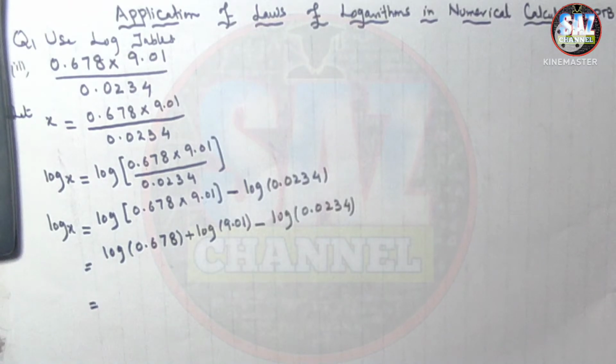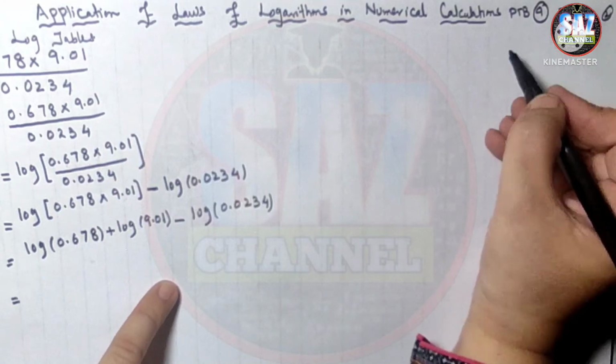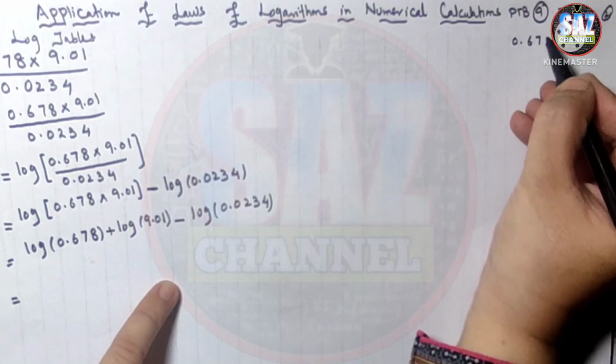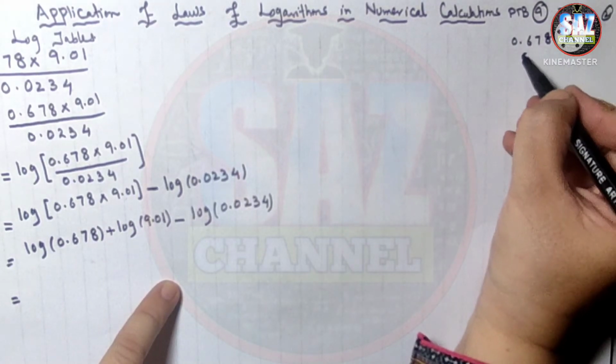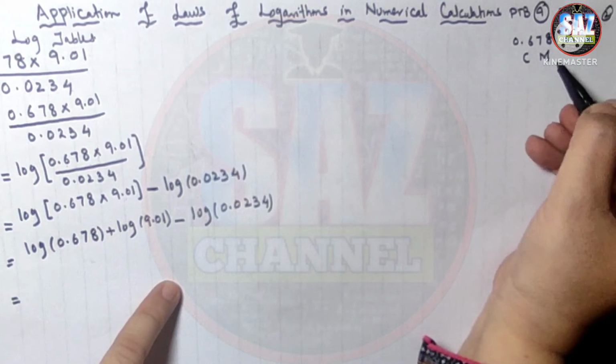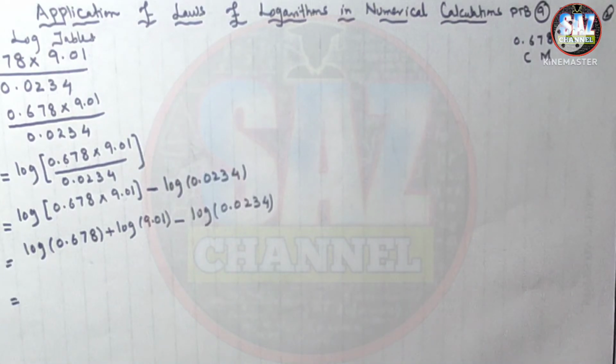Now we have to take the log of each part carefully, and let's discuss each part separately. In order to take the log of 0.678, we know that the log of any number consists of two parts, characteristic and mantissa. For the characteristic, recall the rule for finding the characteristic of a number which is less than 1.